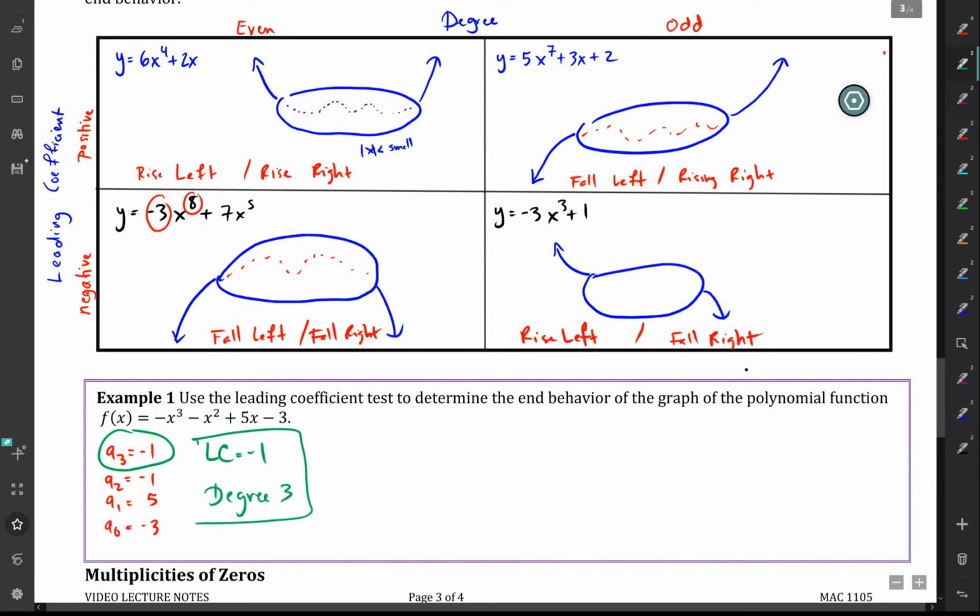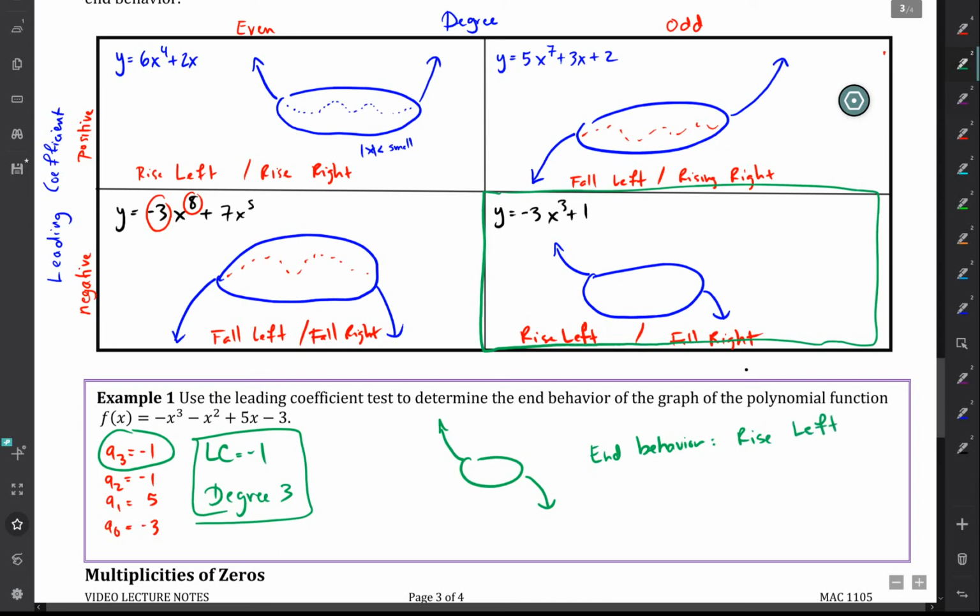So I have a negative leading coefficient and an odd degree, so I must be over here in this box. That means my end behavior is going to be something like this. So end behavior is to rise to the left and fall to the right.